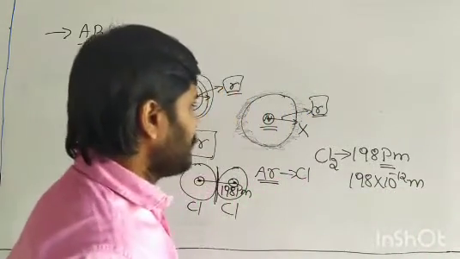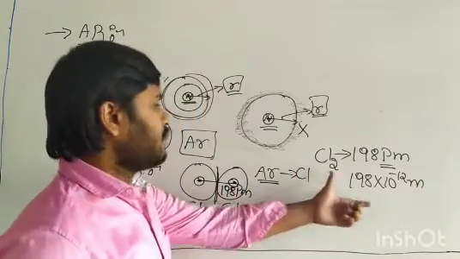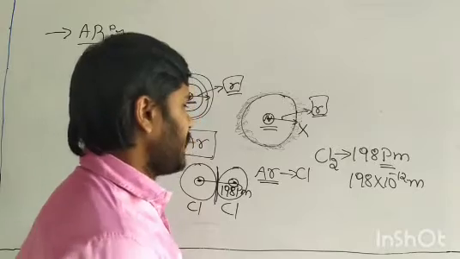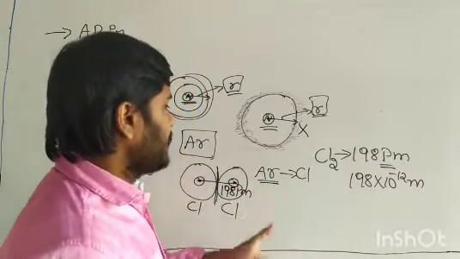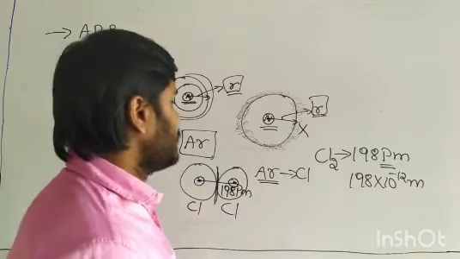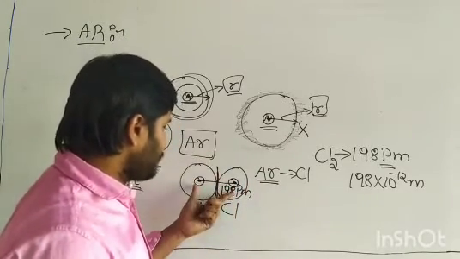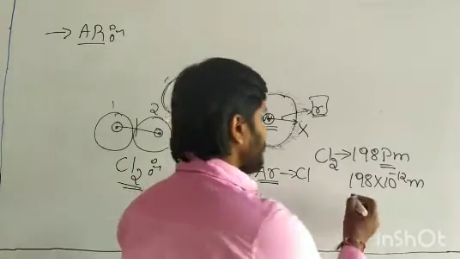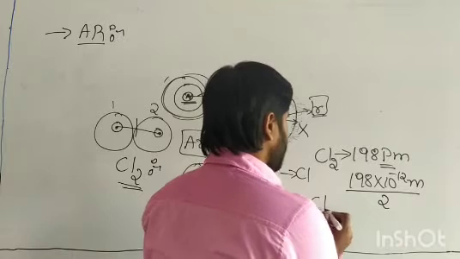Okay, the chlorine to chlorine atoms distance is around 198 × 10^-12 meter. To get an atomic radius, what will we do? We will take half of the distance between these 2 atoms, means divide this by 2. Then what is your answer?